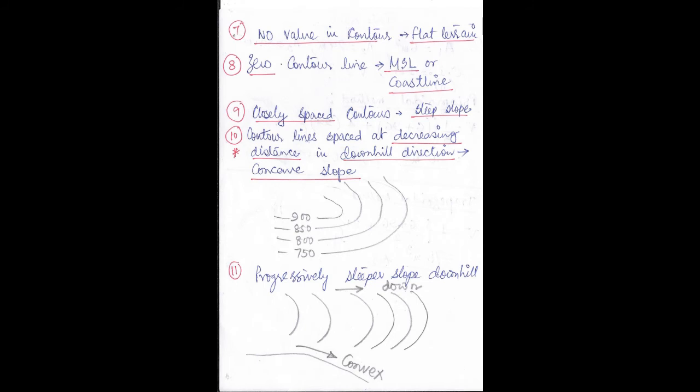Please refer to the diagram over here. That is, the distance is decreasing. It starts from 900, 850, 800, 750. So these are decreasing in the downhill direction. So this represents a concave slope. And the last one is, if it is a progressively steeper slope downhill, then it represents a convex slope, as you can see from the diagram.